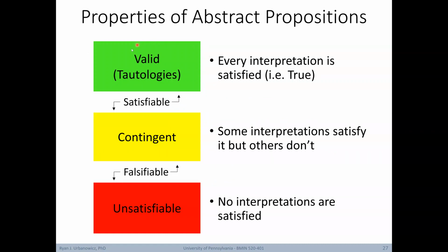Now let's describe some properties of abstract propositions. First, we have valid propositions, also known as tautologies. Here, every interpretation is satisfied. In other words, it's true. Then we have contingent propositions. This means that some interpretations satisfy it, but others do not. Lastly, we have unsatisfiable, which means that no interpretations are satisfied or true.